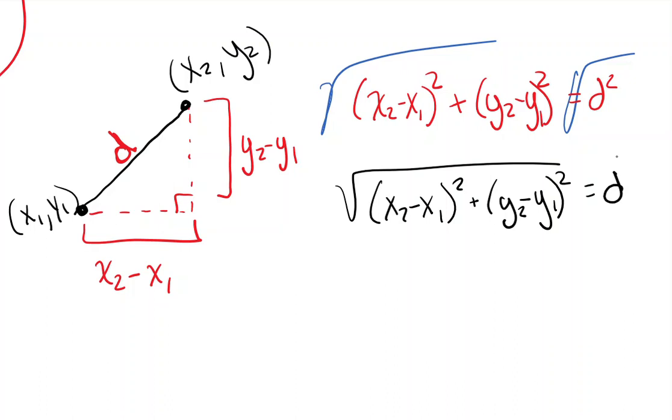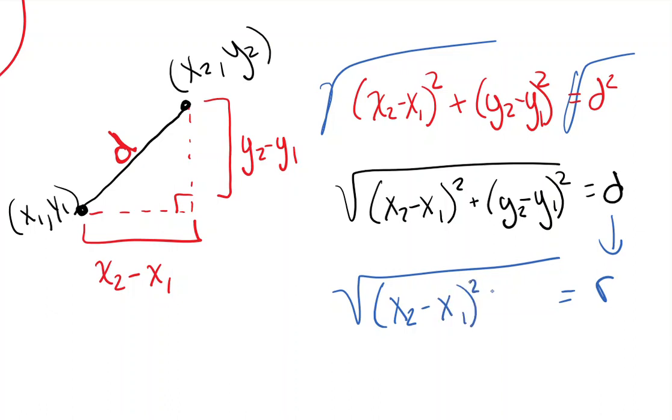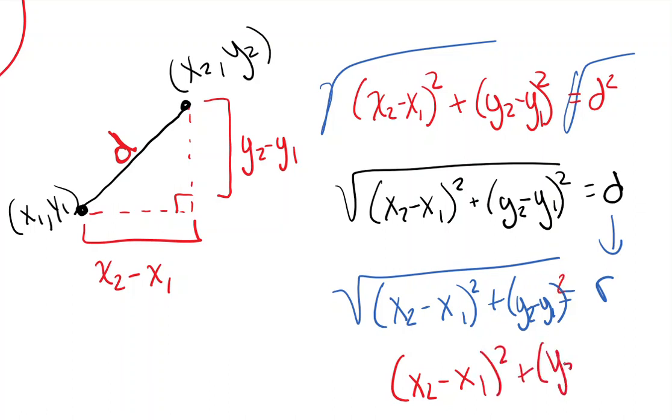It'll help you figure out what the radius is. Now, if we go backwards on this, the distance in the circle is considered the radius, right? The center to the outside. So if I substitute in the distance for radius and go backwards a little bit, if I square both sides, we have x2 minus x1 squared plus y2 minus y1 squared. That will equal the radius squared.